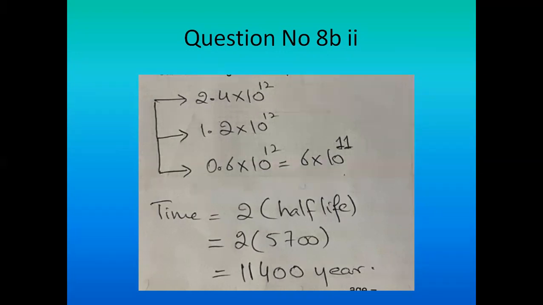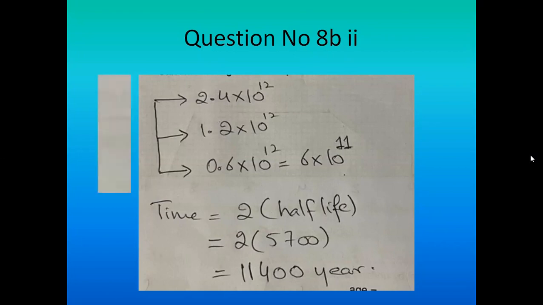So count how many half-lives have passed. There are 2 half-lives passed by. So the total time elapsed will be 2 multiplied by the half-life, so 2 multiplied by 5,700. When you multiply them, you get 11,400 years. So the old piece of wood is 11,400 years old.